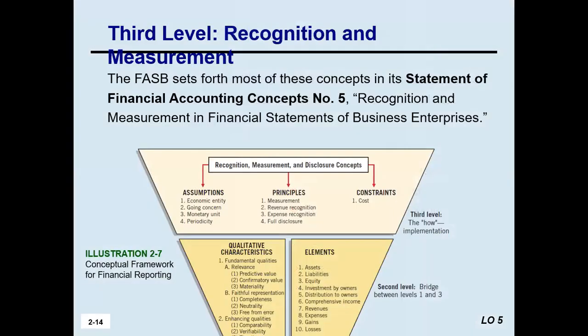All right, so the third level, recognition and measurement. FASB sets forth most of these concepts in its statement of financial accounting concepts, recognition and measurement in financial statements of business enterprises. So we've got some assumptions, some principles, and then the cost constraints. As we go through the next few slides, we're going to talk about each one of these. I know that we've talked about at least a few of these in Principles of Accounting, but we're going to look at all of them here now.